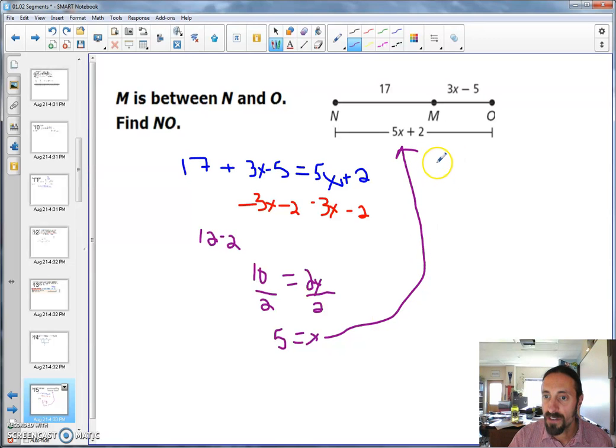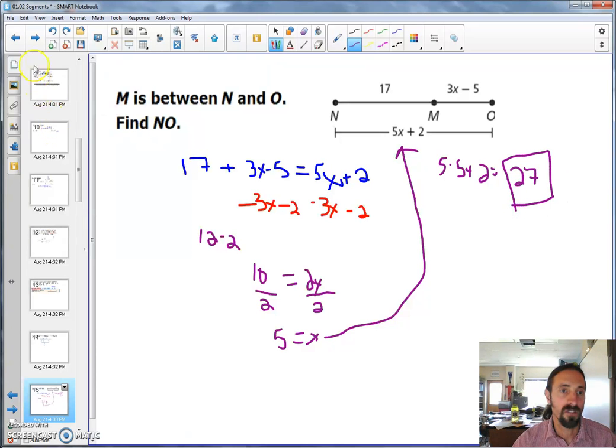Well, the easiest way to do that is plug this 5 in here. 5 times 5, substitute in, plus 2 equals 27. They don't give you units. It could be light years, it could be inches, it could be millimeters, it could be microns. So it doesn't tell you. Please put a final box around your answer. The answer is 27.